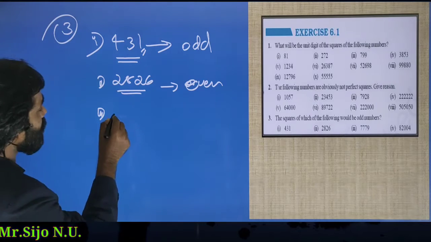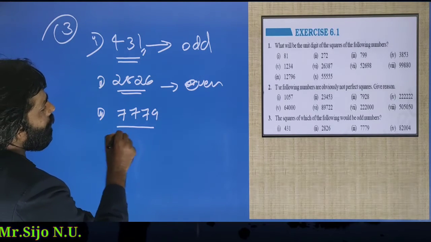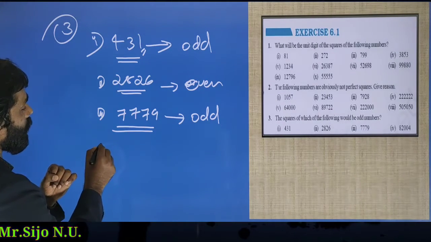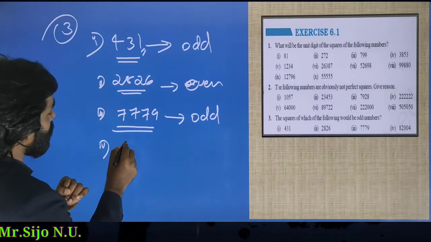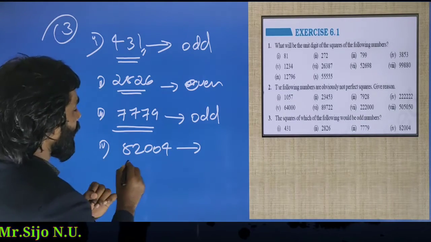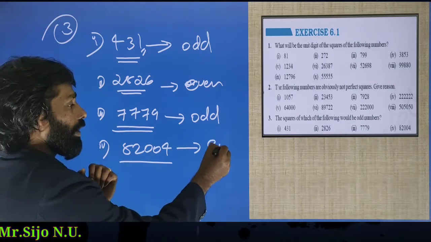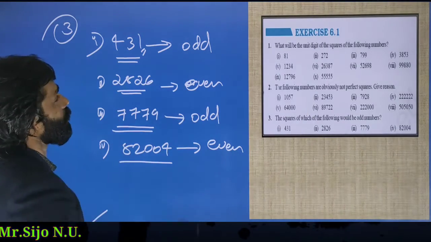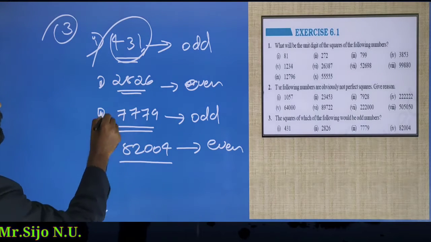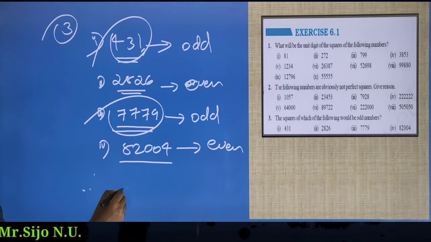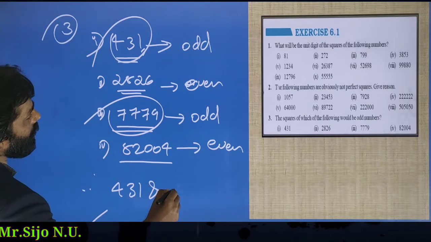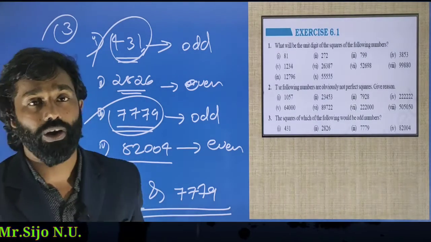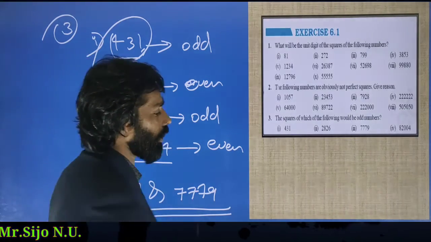What about the third? 7779. So this number is an odd number. Therefore, its square is also odd. Then what about the next one? 828004. Yeah, it is an even number. Therefore, its square is also an even number. So what is the question? The squares of which of the following would be odd numbers? Therefore, the answer is 431 and 7779. The squares of these numbers should be odd numbers. Hope you understood. Let us move to the next question.